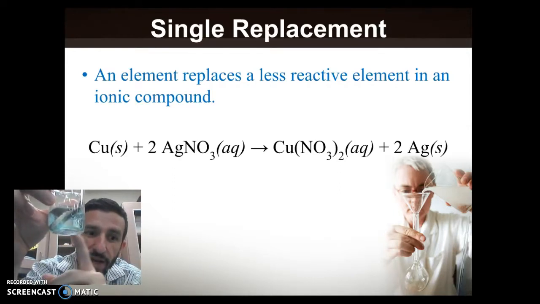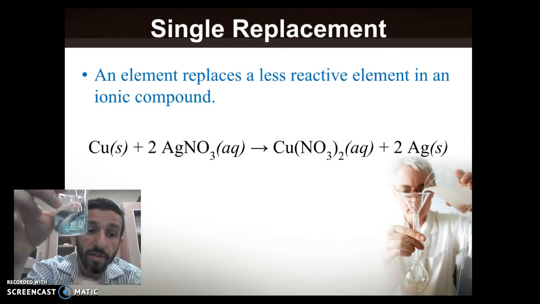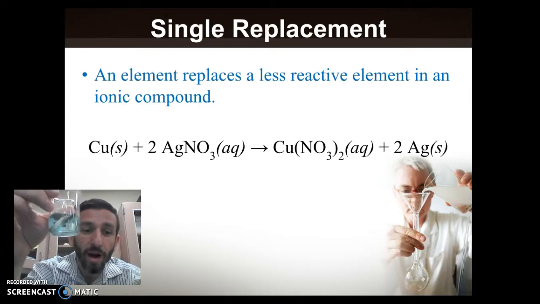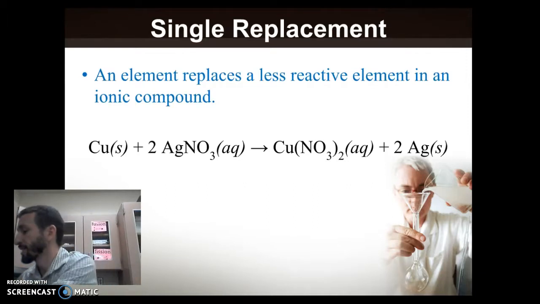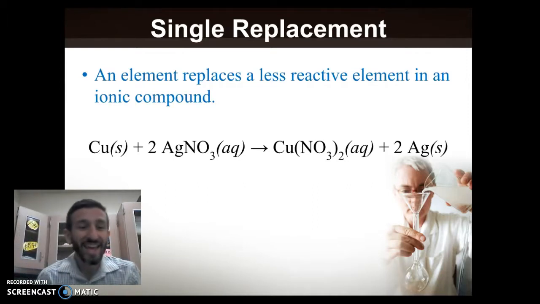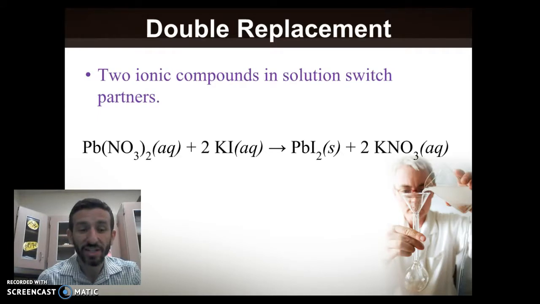So you see that gray matter, that's the pure silver, and the bluish color is the copper nitrate that's in solution. So we got a single replacement. Copper replaced silver in the solution because it's more reactive, and we're getting the pure silver coming out. Okay, so that's pretty fun. And then our fourth reaction is our double replacement reaction.